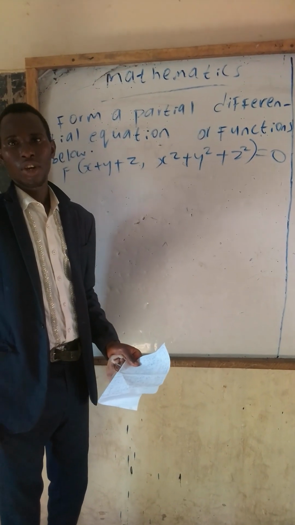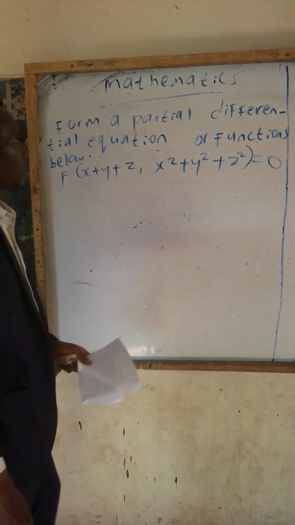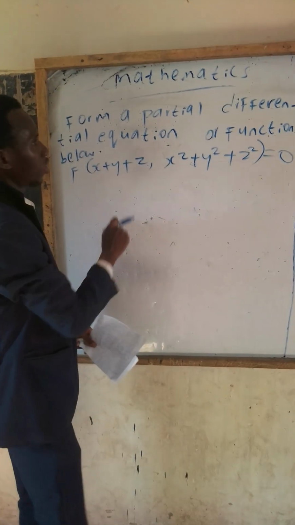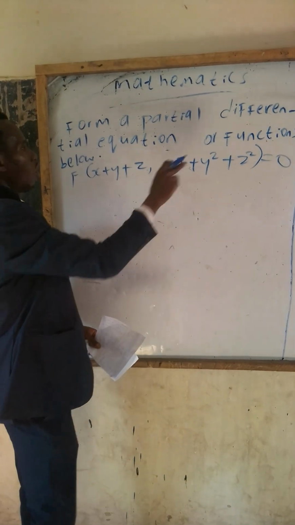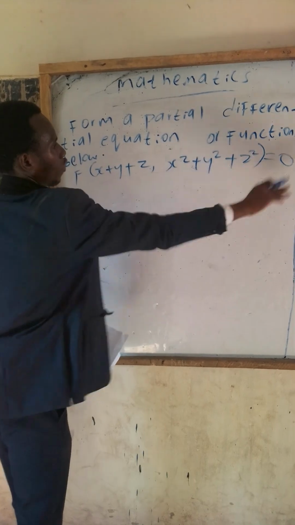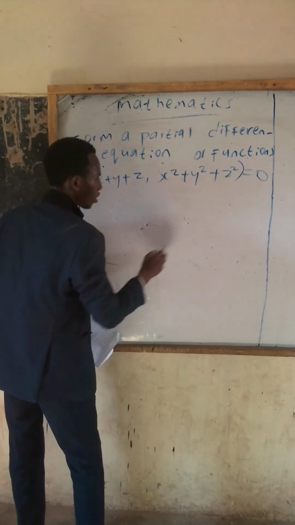Today we are going to have some tutorials in mathematics. We are going to solve a question in partial differential equations. It says form a partial differential equation for the functions below. So we are going to find a partial differential equation for these functions. Of course, there's a formula that guides us to do that.